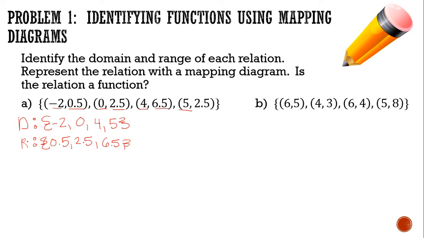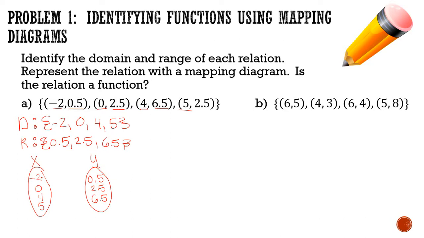Now I need to represent this using a mapping diagram. Mapping diagrams look something like this. You make two bubbles right beside each other. You label one bubble x and one bubble y. All your domain values go in the x bubble, so my domain is -2, 0, 4, and 5. Your y bubble contains your range, so I have 0.5, 2.5, and 6.5. Now you point arrows to the numbers that relate.